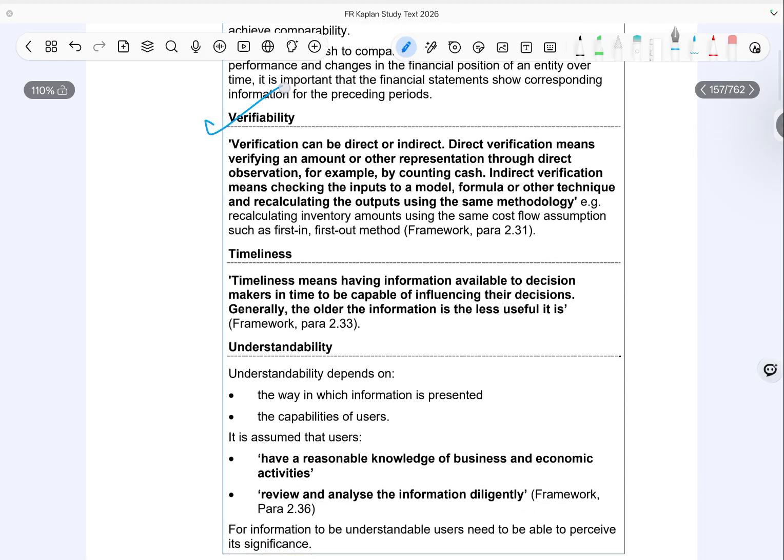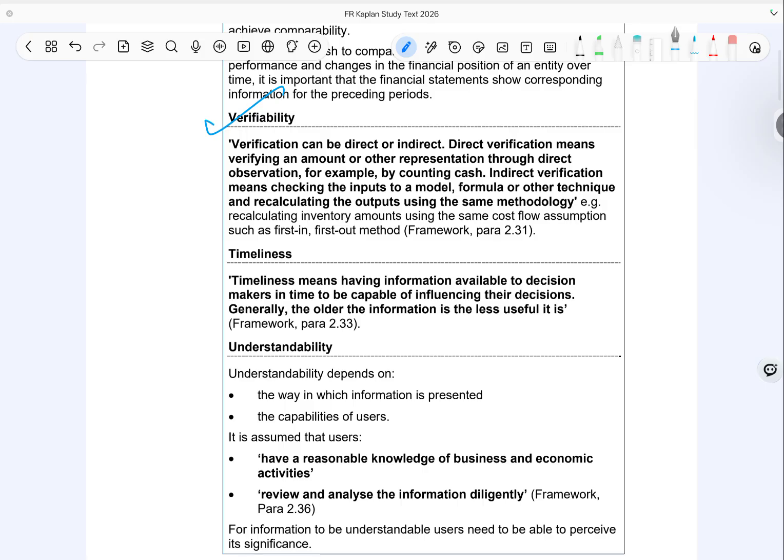Next comes verifiability. Verifiability means that different knowledgeable people should be able to check the information and reach the same conclusion. There are two types. Direct verification. This is the easiest type. You verify something through direct observation. For example, counting the cash in the cash box. No calculations are needed, you simply count it.